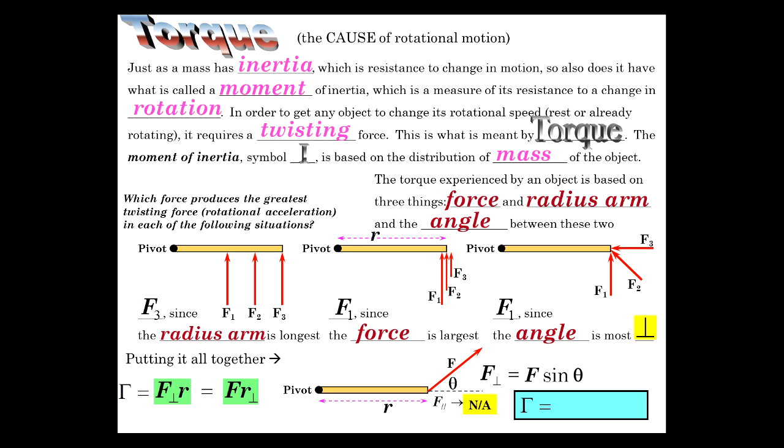So putting this all together, we now see that torque is going to be the product of the radius and the perpendicular part of the force, which is RF sine of theta. And that's a brief overview of this thing we call torque, the cause of rotation.